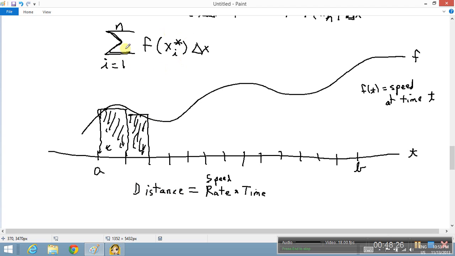So this sum, this Riemann sum, is an approximation for the distance that you've traveled if you're given a graph of speed or velocity. So this is what we're going to be playing with in the next few days. I haven't shown you how to do any of the problems yet. So in class on Friday, you'll see some problems and we'll work on them one at a time. And they're actually quite simple.